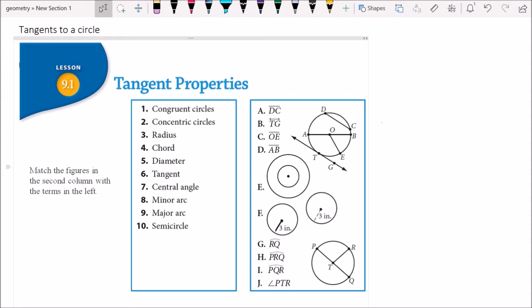We're going to be talking about tangents to a circle. So hopefully as we go through this video I can stay on track and I don't go off on a tangent. Alright, let's get to it.